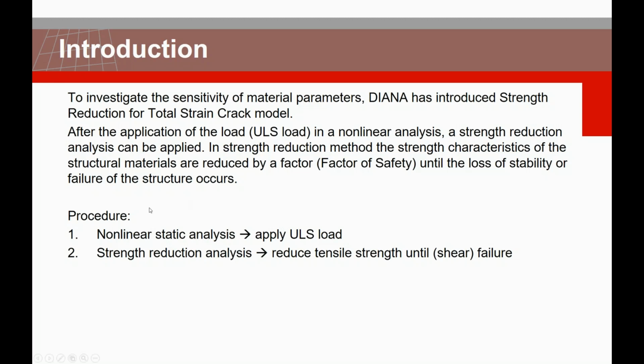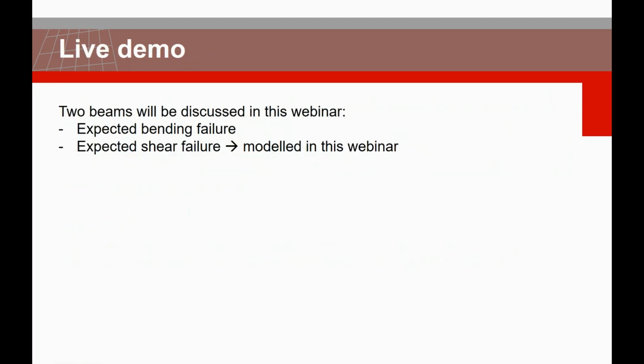That says here also, that's basically the procedure. Two analyses in a row. They're both nonlinear analyses. In the live demo, I will treat two beams, but only one I will be modeling in this webinar. So it says one beam which has an expected bending failure, and one beam which has an expected shear failure. And the beam which is expected to fail in shear, I will model that one in the webinar and also discuss that one, or I will discuss both.